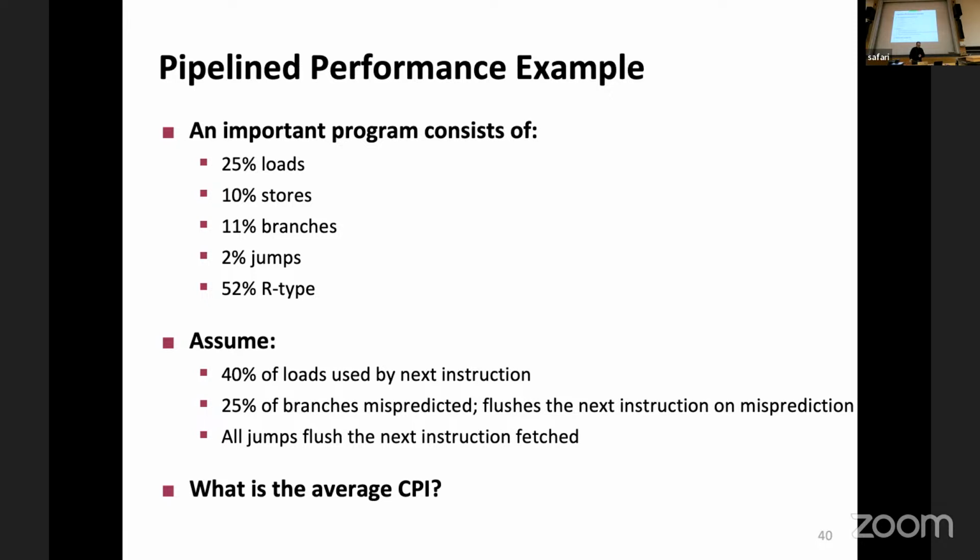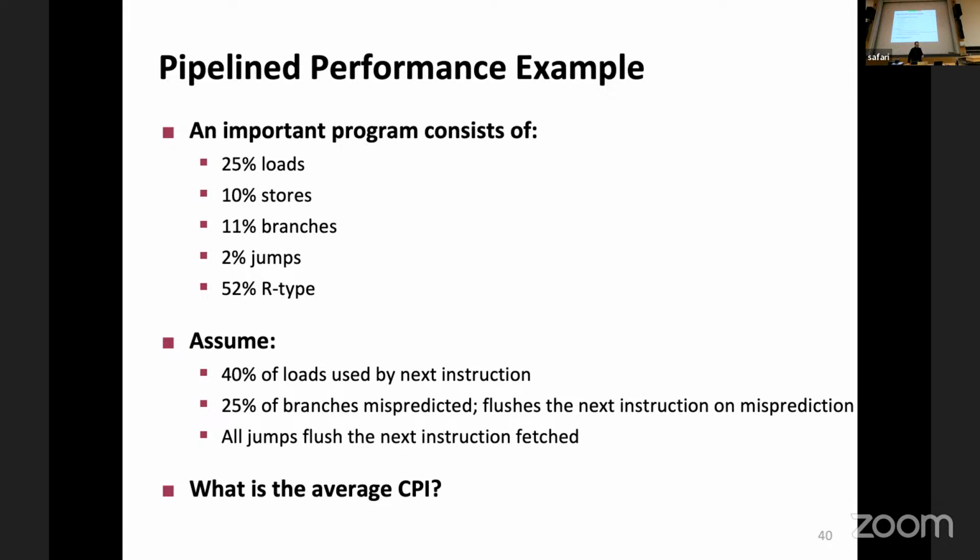So this is an example from your book, I guess. We have a program that consists of these instructions. This comes from the profiling of your instructions. You have 20% loads, 10% stores, 11% branches, 2% jumps, which are unconditional, and 52% R-type instructions. And we are assuming that 40% of loads are used by the next instruction, which means that in 40% of cases, whenever you have a load, you need to stall for one cycle.